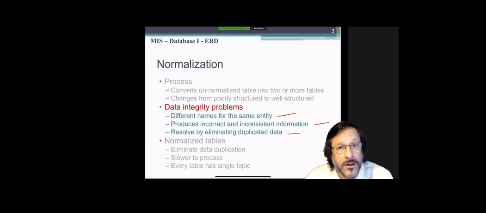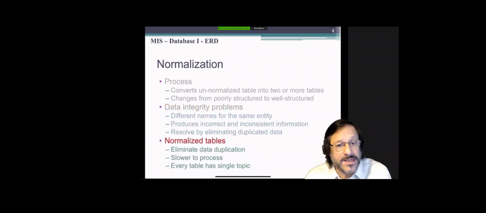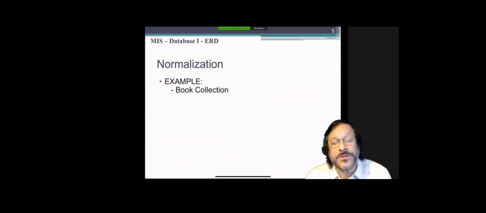So to normalize, we're going to resolve this by eliminating the possibility of these errors in duplication. We're going to do this by normalizing tables. We're going to eliminate data duplication. Now again, this is a little slower to process because as soon as you add any type of overhead into a database, it's going to slow it down and make it larger. But the trade-off between being slower and being accurate is more than worth it. The idea now is that every table has what we call a single topic. Let's see an example of this, see if this helps.